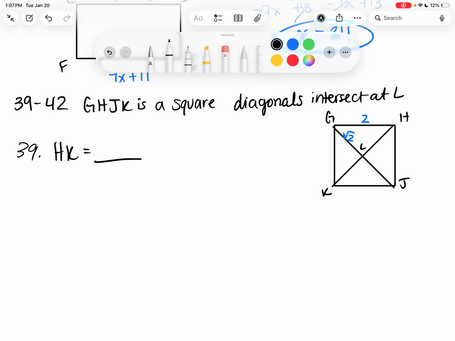Okay, so if I know that GL is root 2, what does that mean about LJ? It's also root 2. And then I know that if I add those two things together, they are equal to HK. So in case you need a refresher, the square root of 2 plus the square root of 2, these are like terms, okay? And so this would be equal to 2 square root of 2. It is not equal to the square root of 4. It's equal to 2 root 2.